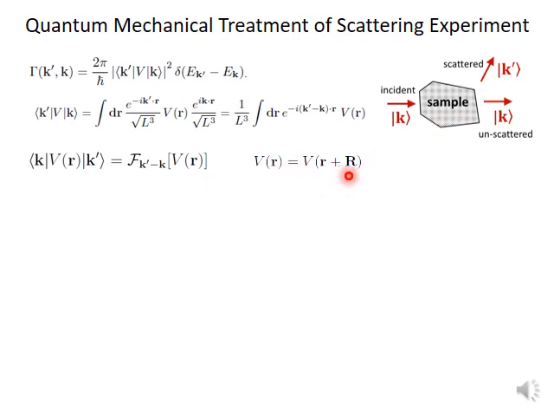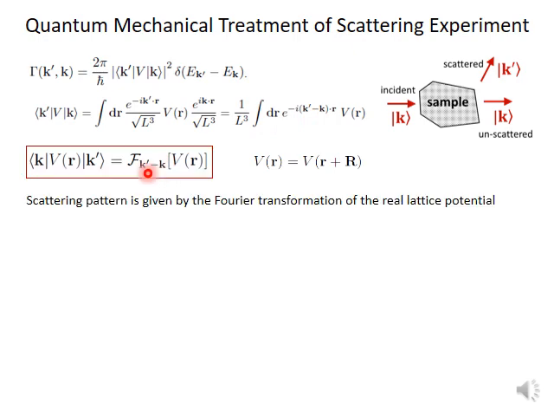And the Fourier transform is with respect to a wave vector k prime minus k, or the difference between these two wave vectors. So this would tell you that this scattering matrix element, the square of this, gives you the scattering rate in a certain direction k prime, and this scattering pattern is a Fourier transform of real space.